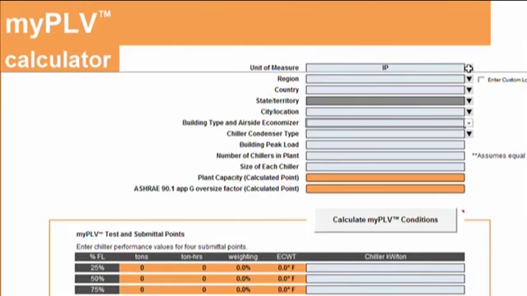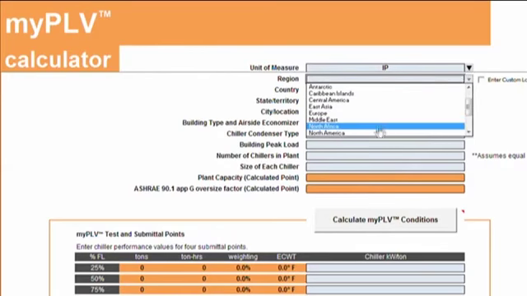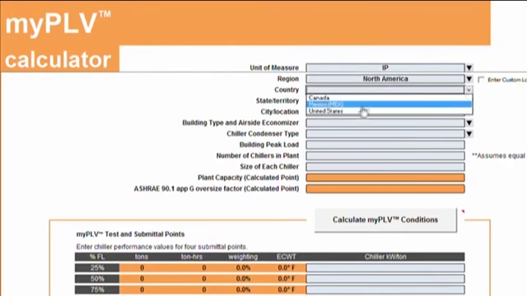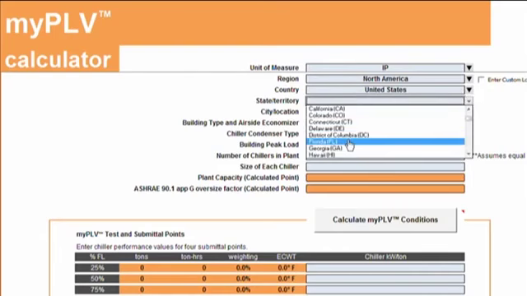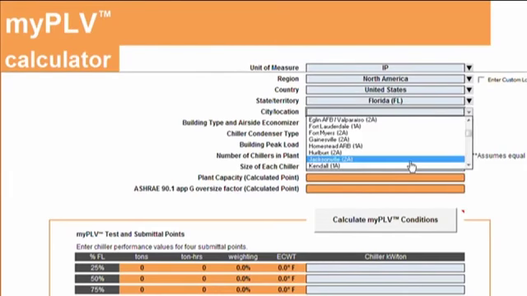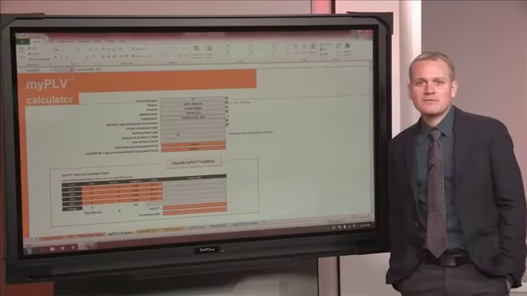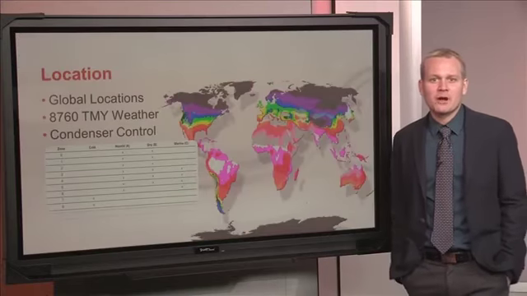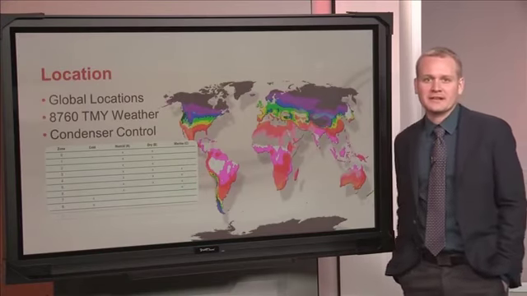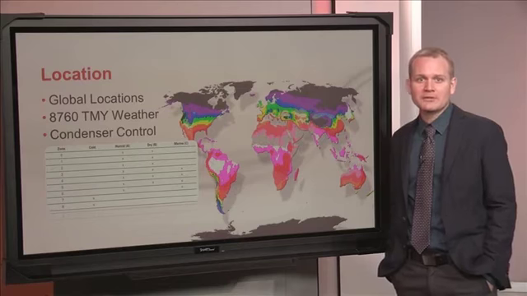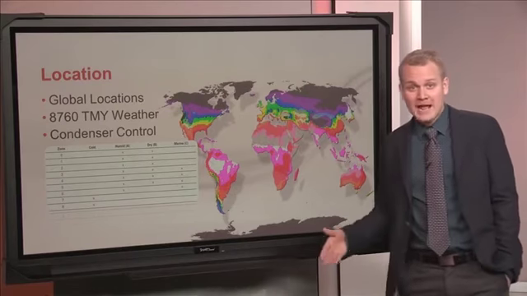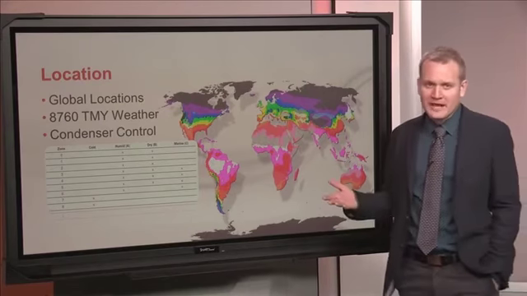The first selection you'll see is unit of measure. Since MyPLV includes over 5,000 global locations, we've included both IP and SI units. Next, you'll select your region, country, state, and city. We'll take a closer look at what MyPLV does with your location selection. Having representative weather data is key to overcoming the problem of oversimplified analysis techniques, which assume the same chiller operating conditions whether you're in Miami or Quebec, which we know is inaccurate.